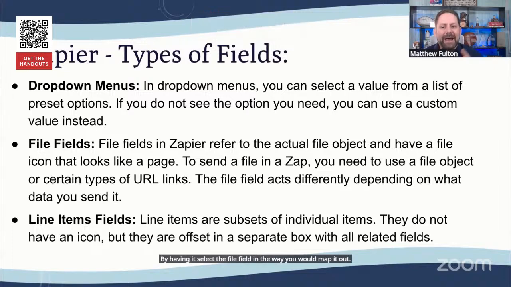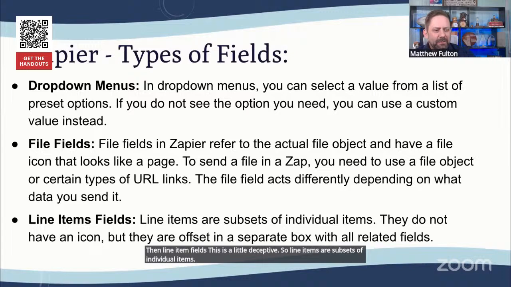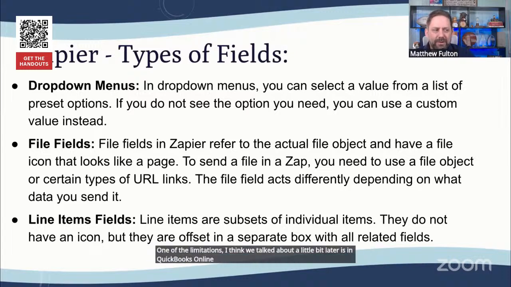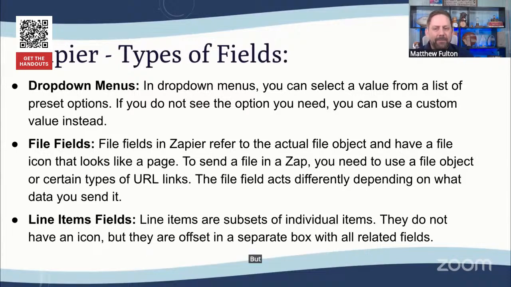Then line item fields. This is a little deceptive. So line items are subsets of individual items. One of the limitations, I think we talked about it a little bit later, is in QuickBooks Online, we were playing around before this trying to see if they'd updated the ability. You can't create multiple line item invoices or sales receipts. But in other types of programs, there are different line items of data. You could use that in this scenario then.